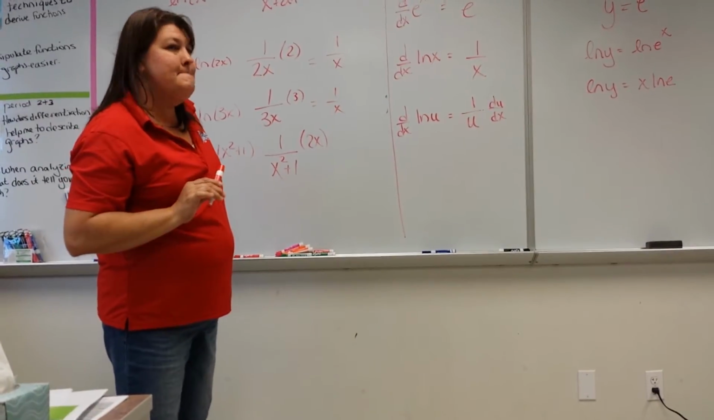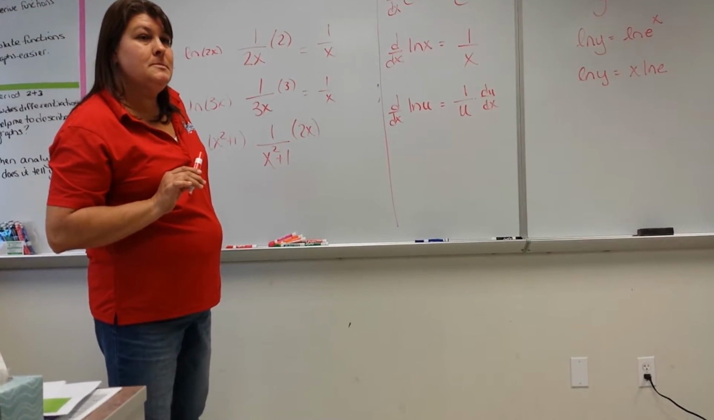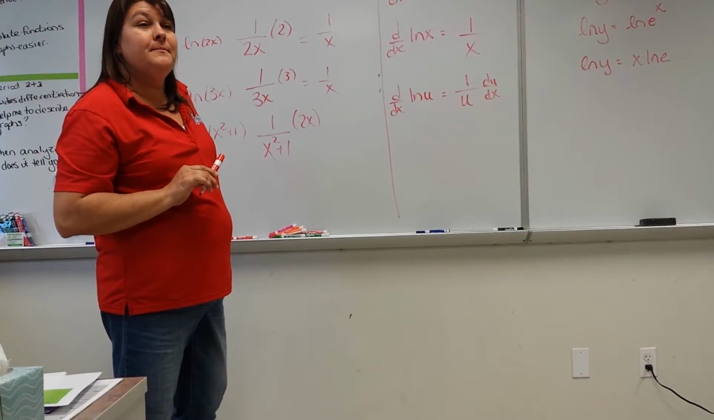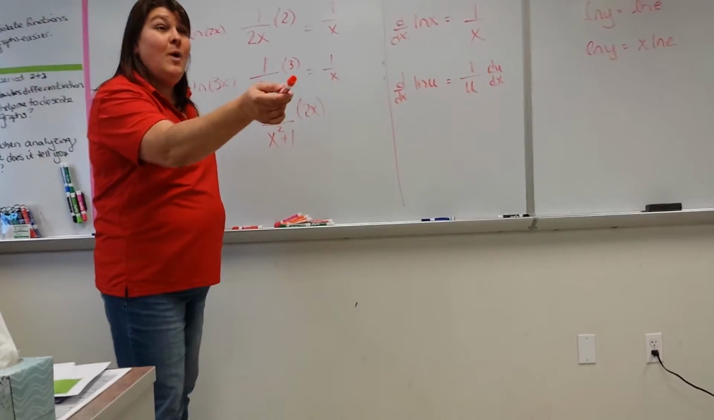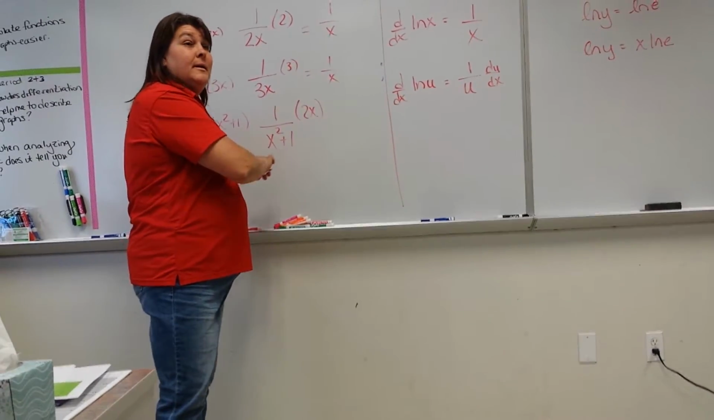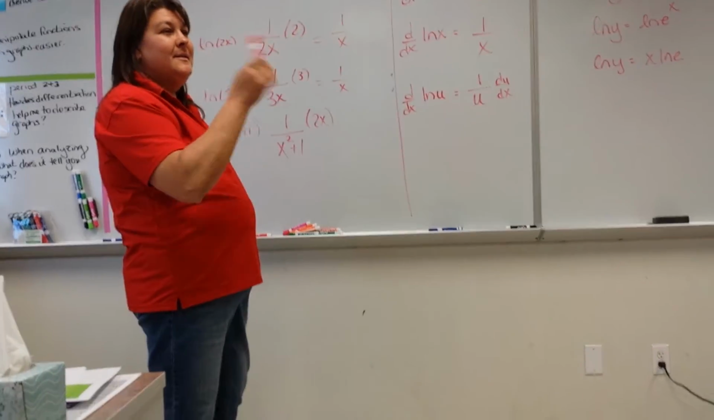Wait, so what happens if that whole x cubed plus 2x minus 1 was squared? What would you do with the 2 then? I just move it to the front. Right, exactly. That's why the properties are important, because when you move it to the front, it's less work when you take the derivative.